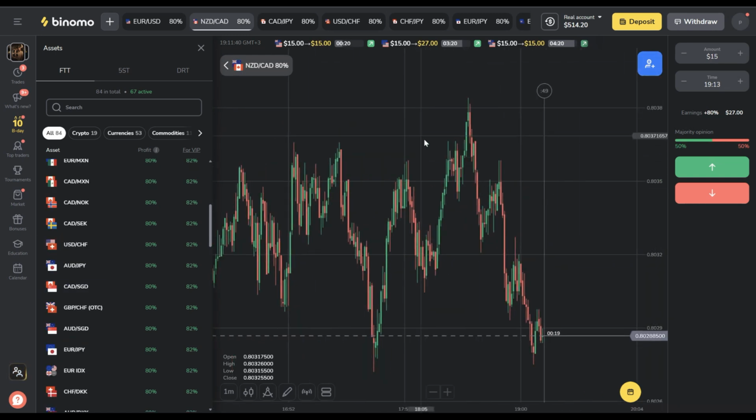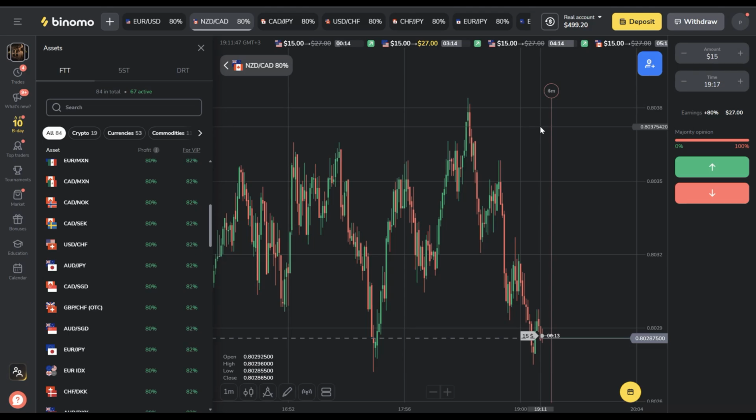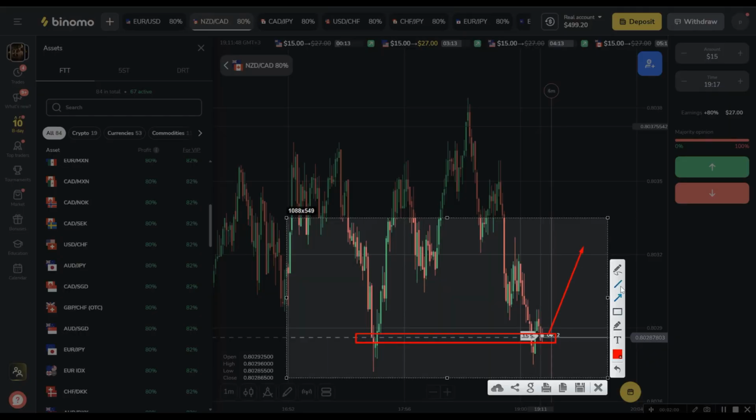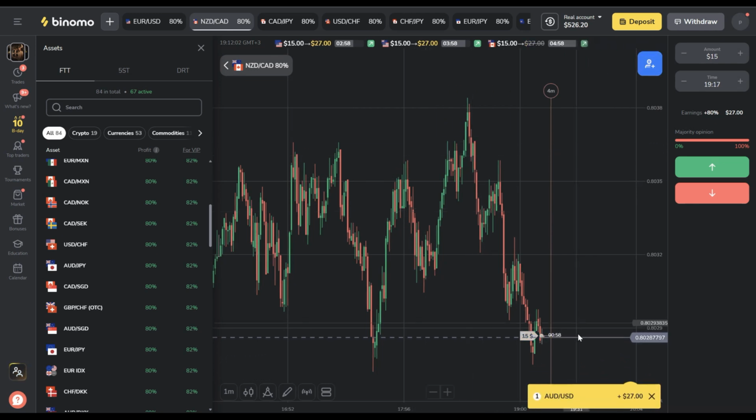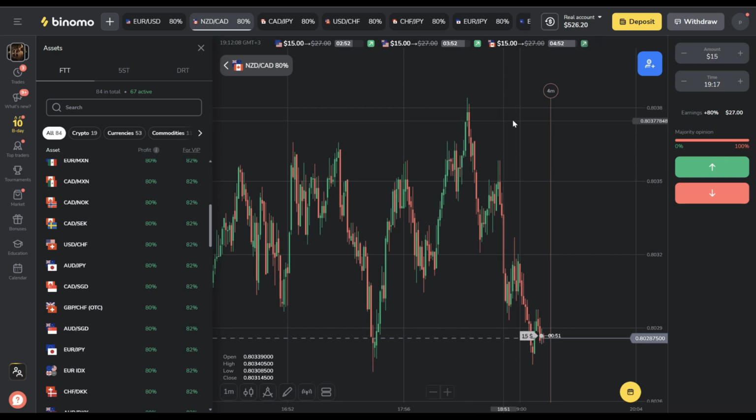We are currently observing the New Zealand dollar and the Canadian dollar. We will now proceed to open for an increase. We have a 5-minute expiration, noting a local minimum. And we clearly have a double bottom pattern forming right here, which is also quite good. Australian dollar, my mistaken trade actually closed in profit. I really shouldn't have opened it. I should have opened it for 5 minutes instead.